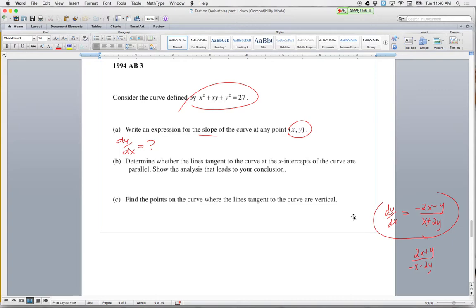So when I read this, watch how I read it. Some of you are trained to do this, but some of you aren't: just read it without even trying to figure anything out. Determine whether the lines tangent to the curve at the x-intercepts of the curve are parallel. Show the analysis that leads to your conclusion. Okay? Right now, that just sounded like Greek to me. Now I'm going to go back and translate the Greek.